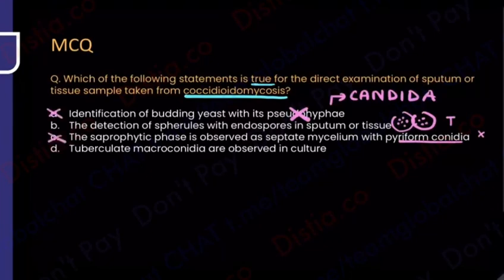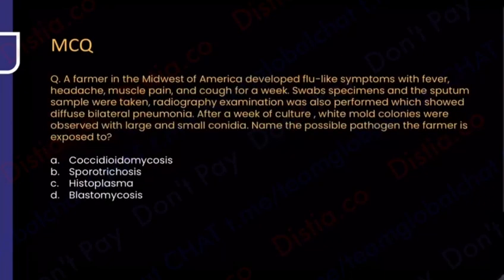Tuberculate macroconidia are observed in culture. No, as far as I remember, the TB word comes and the fungus that I think of is Histoplasma. So that is also wrong. Which is the true one? The right one had to be picked up. I feel the second one, where I am seeing spherules with endospores, that is definitely the one that I can see with coccidioidomycosis. Remember ABCD? That was coccidio. Moving on to the next question.